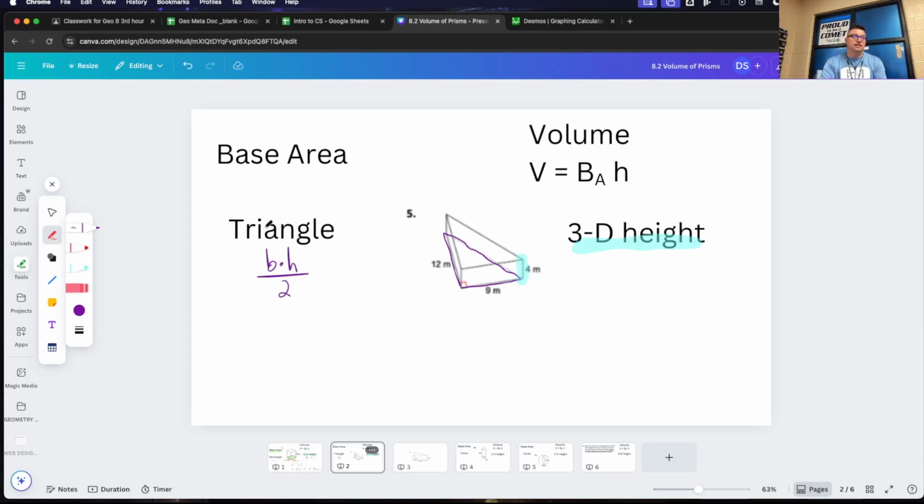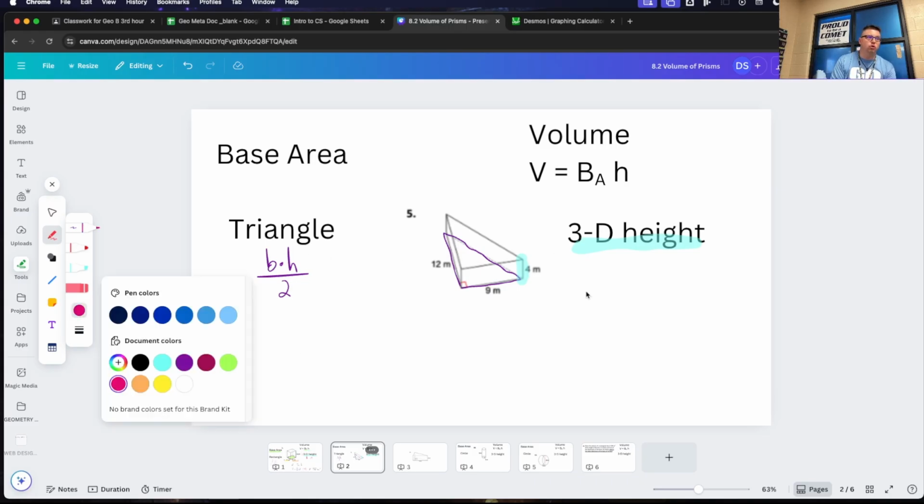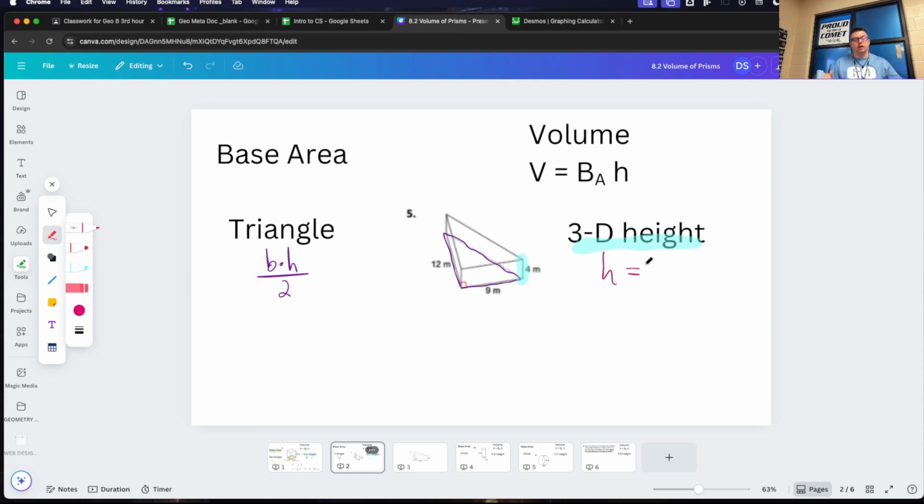Now understand, the triangle height and the 3-dimensional height are 2 different h's. Can't stress that enough. We know the 3-dimensional height already. We can already establish that. That is 4.